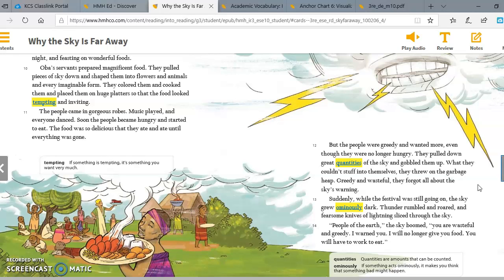Suddenly, while the festival was still going on, the sky grew ominously dark. Thunder rumbled and roared, and fearsome knives of lightning sliced through the sky. "People of the earth," the sky boomed, "you are wasteful and greedy. I warned you, I will no longer give you food. You will have to work to eat." Okay, let's turn the page.